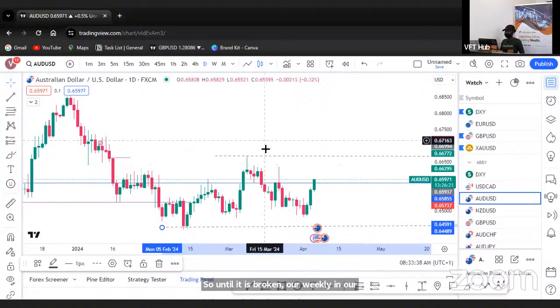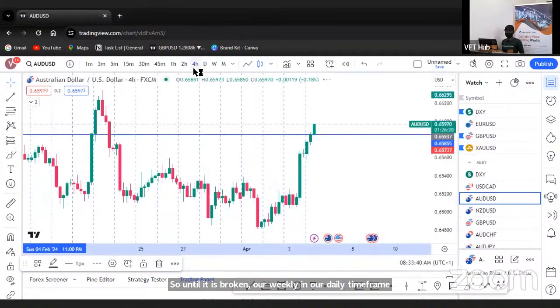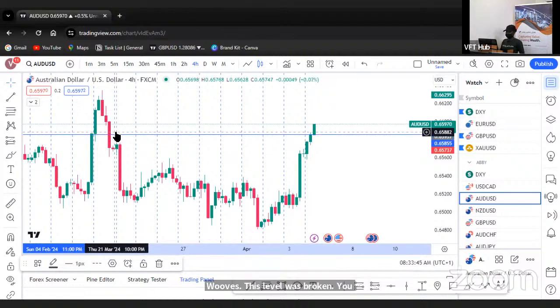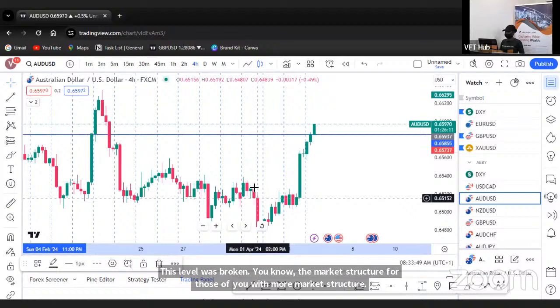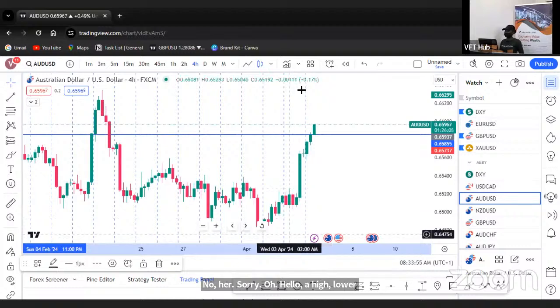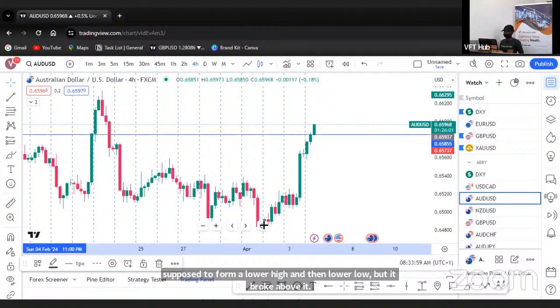But then you go on the 4-hour time frame, and what do you see here? Bull moves. This level was broken. For those of you who know market structure, you know lower high, lower low. It was supposed to form a lower high and then a lower low, but it broke above it. So for the 4-hour time frame, we are currently bullish.